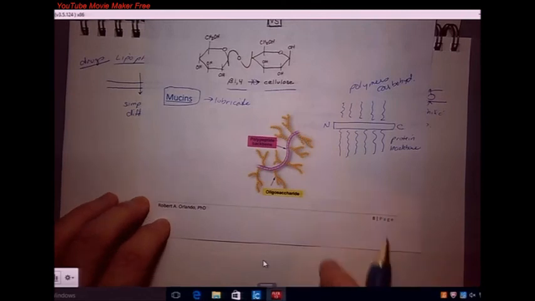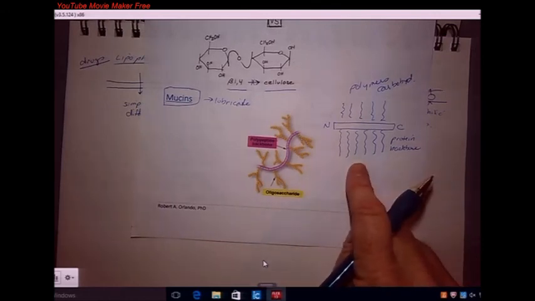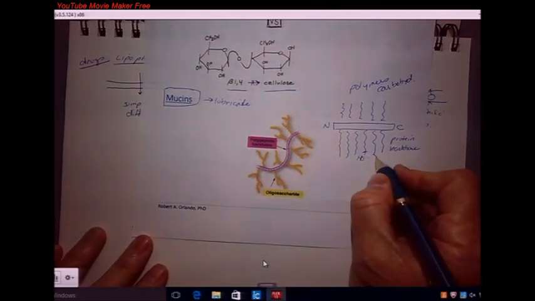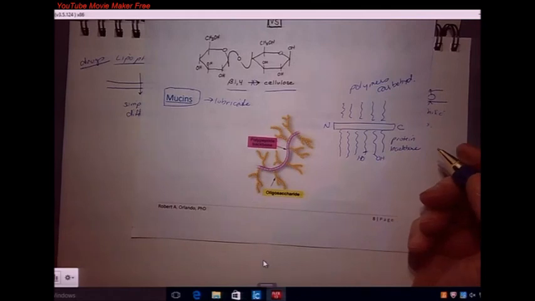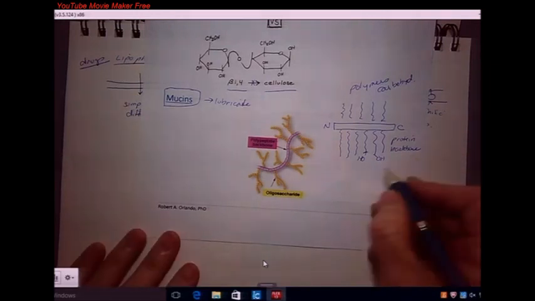What this tends to be is very, very sticky. Take honey, lots of carbohydrates, put it on your fingers, it's sticky. That's what a mucin is for. It's to create this protective barrier that's sticky and also lubricates, because remember, sugars have hydroxyl groups all over them. And what do hydroxyl groups do in water? Hydrogen bond, yeah.